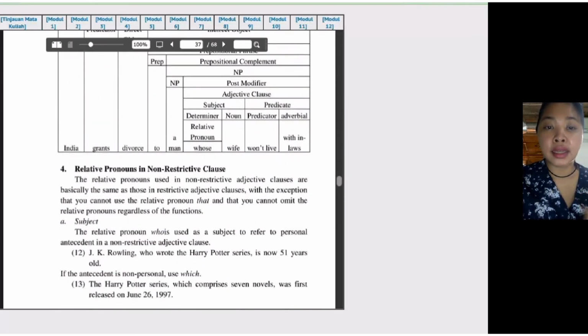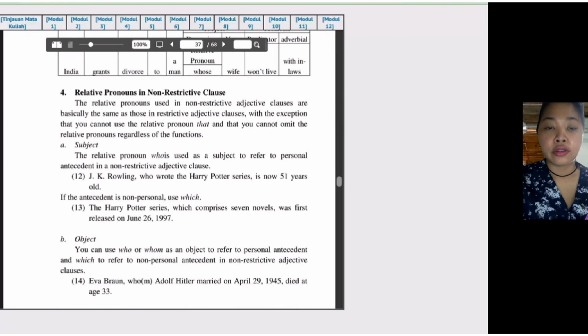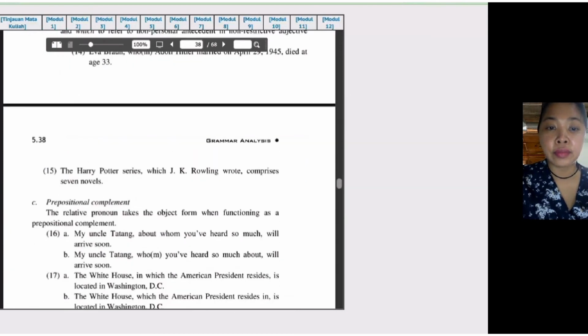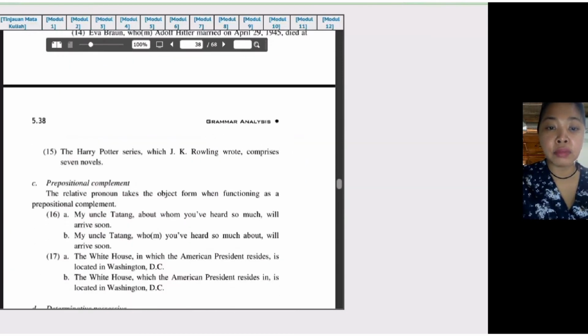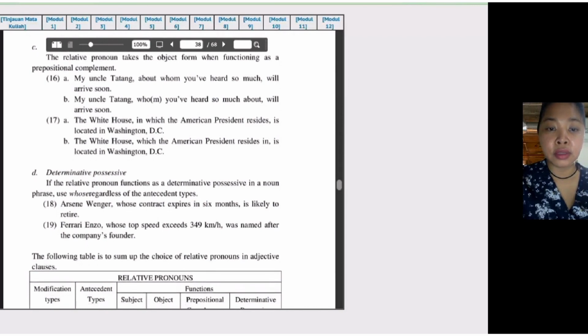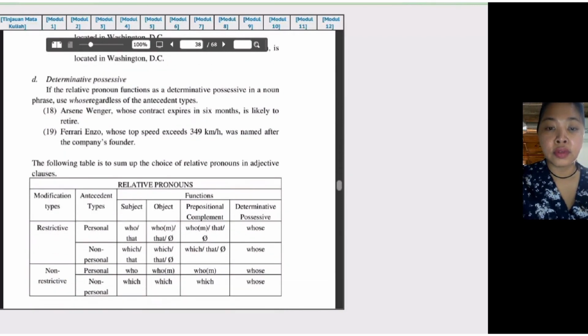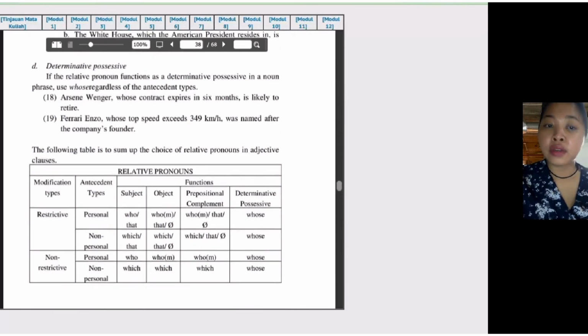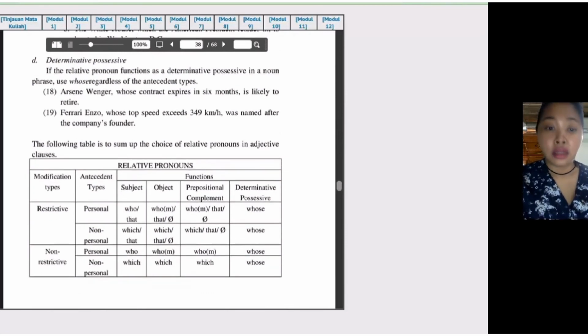Okay, next is relative pronouns in non-restrictive clauses. The other ones are subject, object, and then prepositional complement, and then determinative possessive. So we can see here the difference between restrictive and non-restrictive.